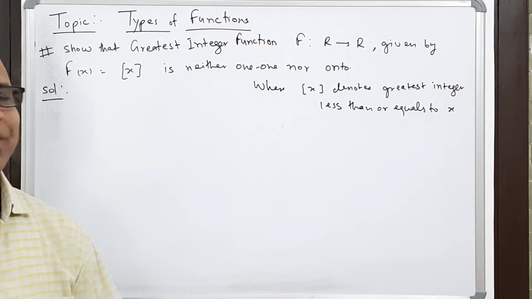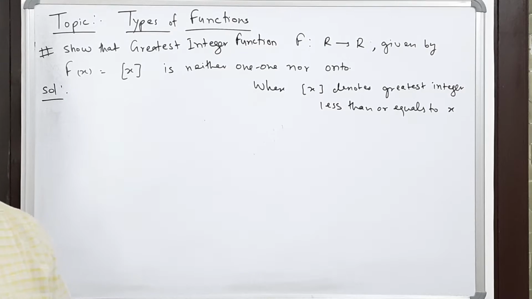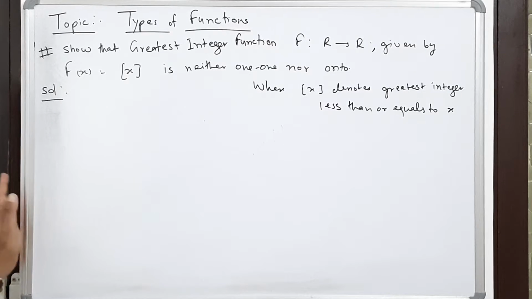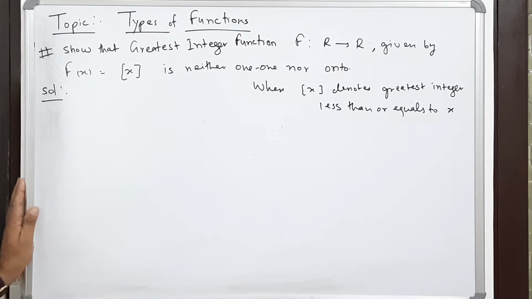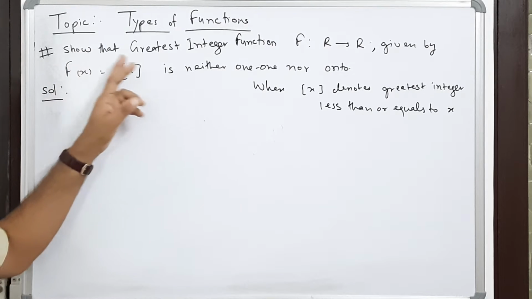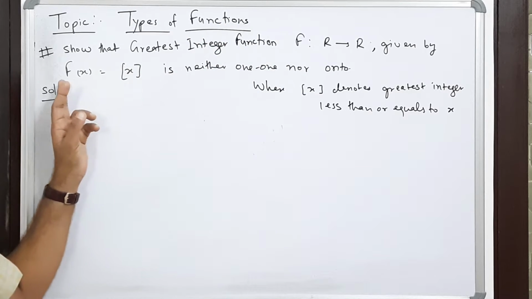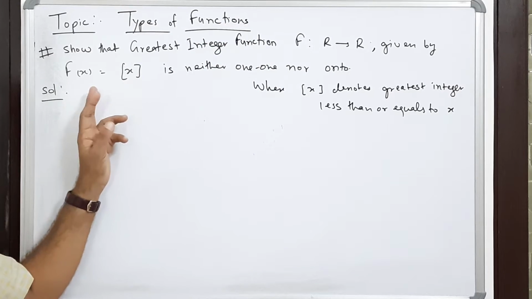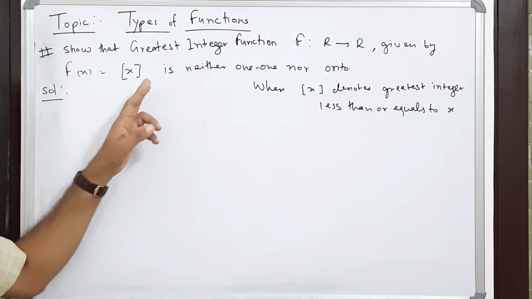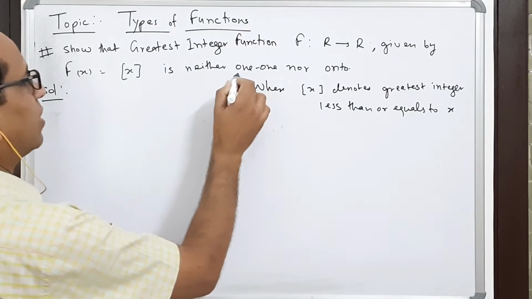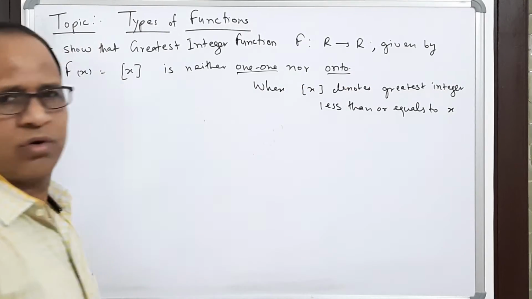Hello students, today I am taking one more sum which is related to the types of functions. The problem is: show that the greatest integer function given by f(x) = [x] is neither 1-1 nor onto.